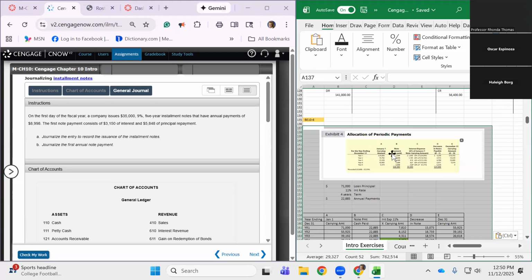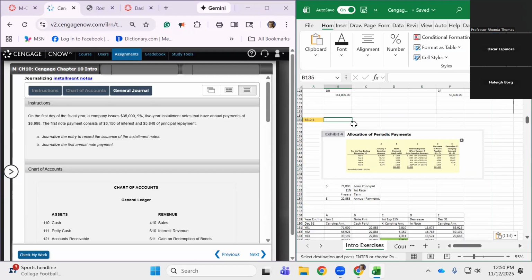Okay, so this is an example of an installment note. An installment note would be a car payment, a mortgage payment. It's the same payment each time, same payment, right? An installment is a certain payment, same payment amount, paying off a loan.